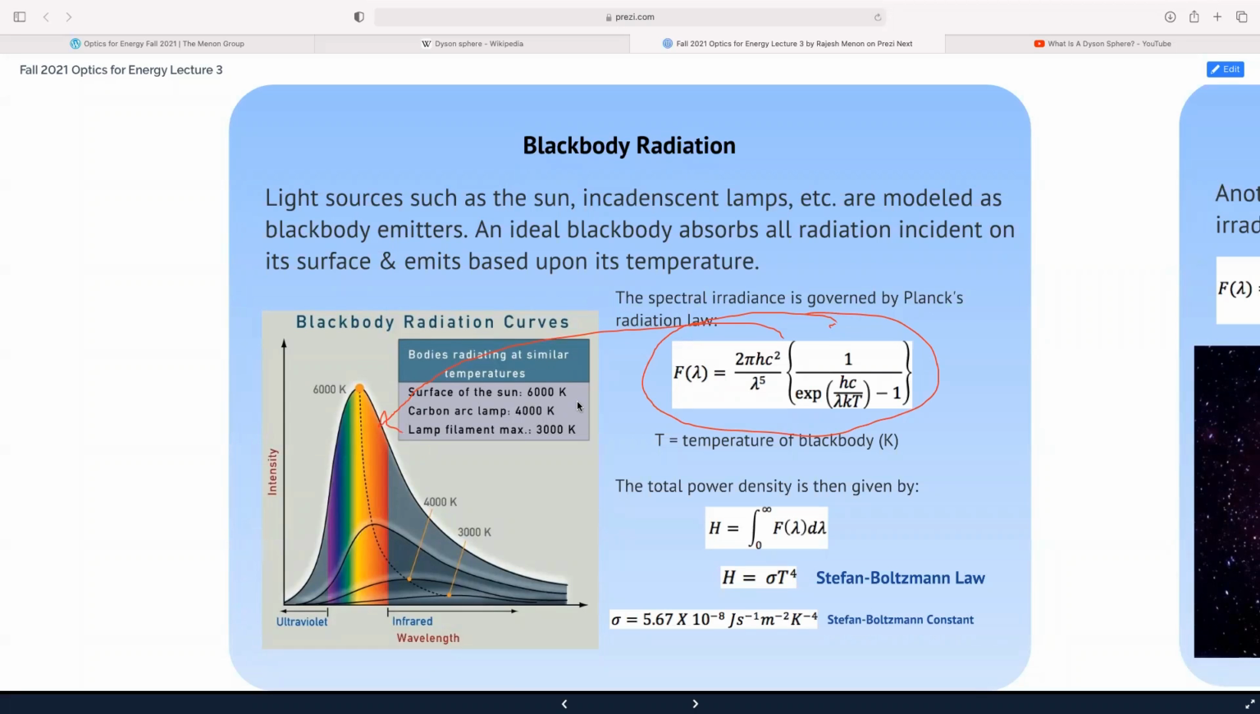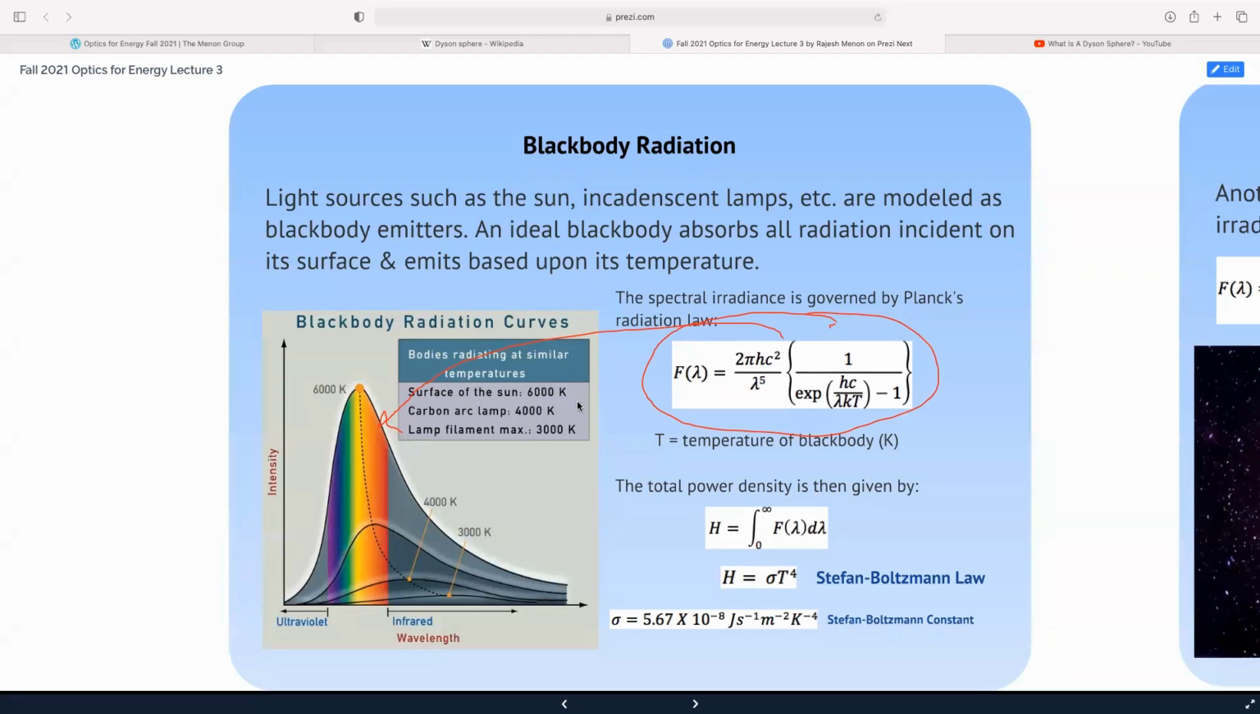T is the temperature of the black body in Kelvin. Okay? Now, the total power density, as we know from the previous slide, is simply an integral of the whole thing, 0 to infinity. And that gets a very simple equation called the Stefan Boltzmann law. So that's why this is kind of beautiful, because this complicated stuff, which, by the way, comes from statistical mechanics, so it's a probabilistic thing. Anyway, there's some interesting beauty there.